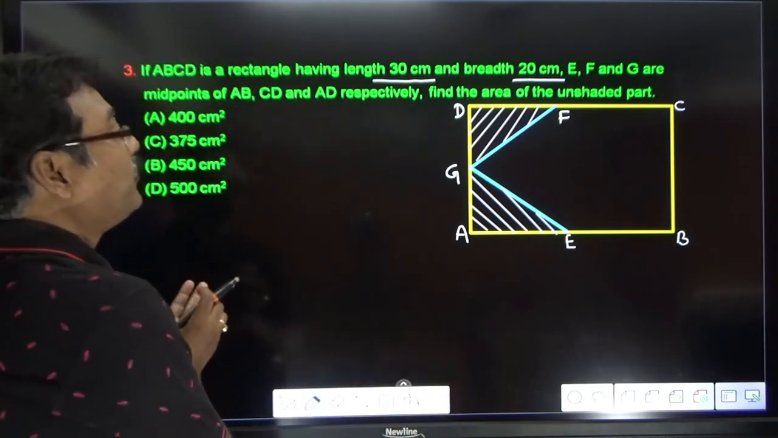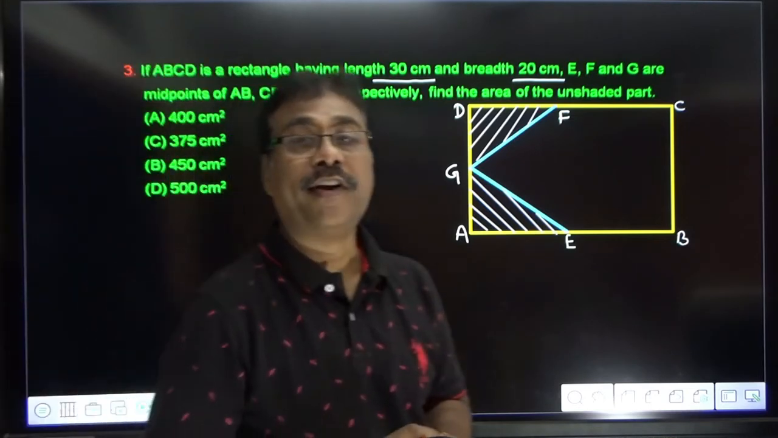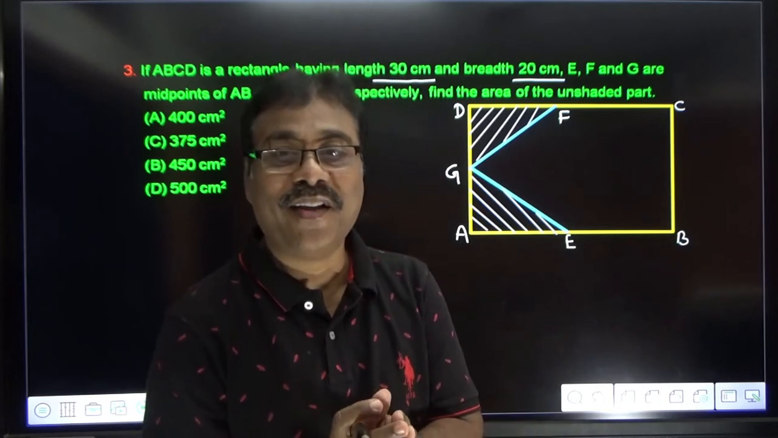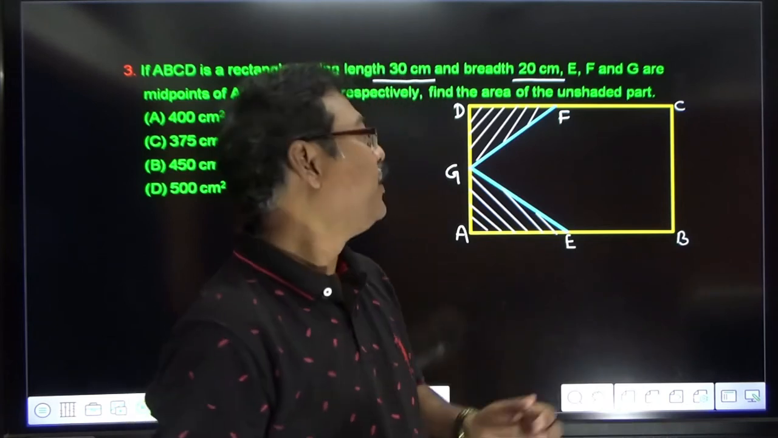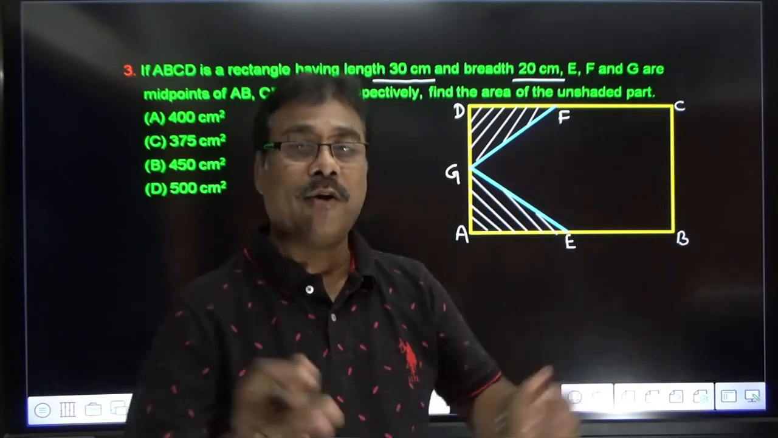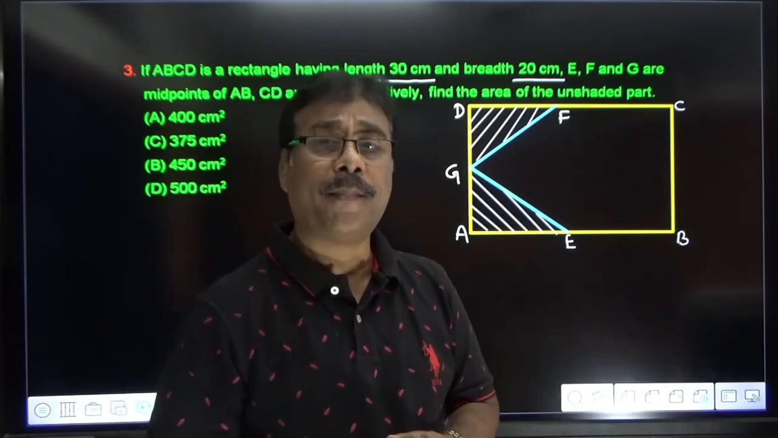Find the area of the unshaded part. You can see the unshaded part is this right hand side part. What is the name of this figure? No name is there. You can say 1, 2, 3, 4, 5. Five sides are there. You can say pentagon. But you do not have any formula for pentagon.